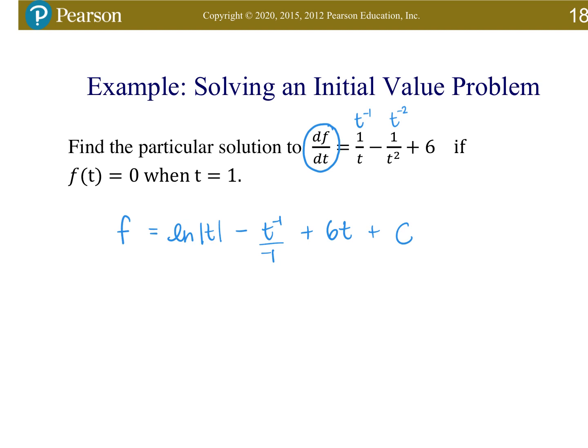Now, I have one more step to go because they actually gave me numbers. They gave me this number. What do I do with it? Plug it in for all the t's. They gave me this number. What do I do to it? Plug it in for f. So 0 goes in for f. All the t's are 1. And what's the only thing left that I should be able to figure out? C. What is the natural log of 1?